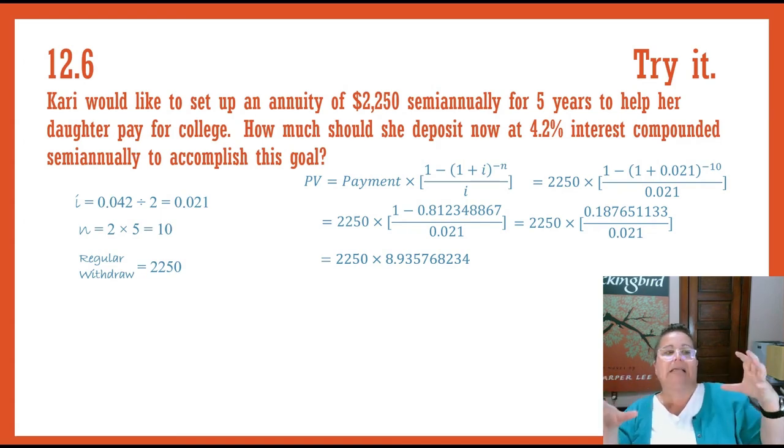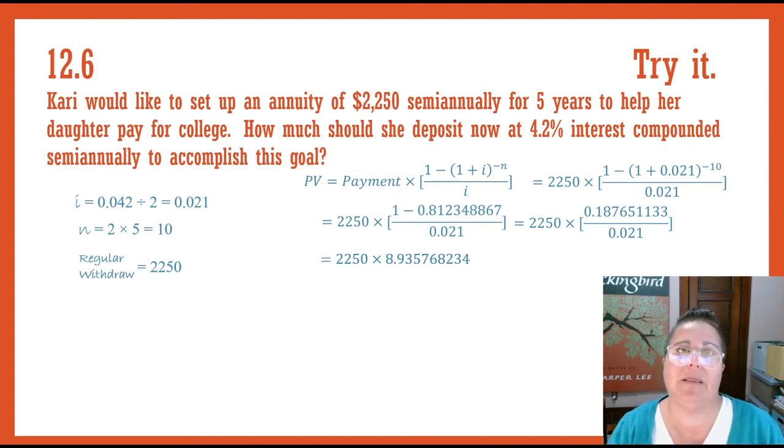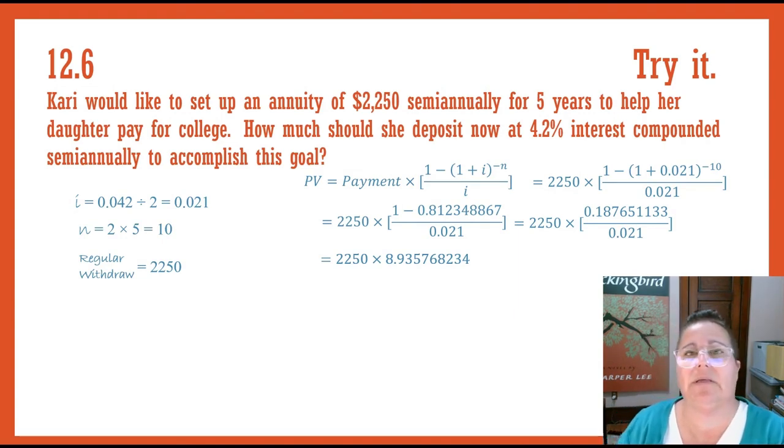That number should be less than the number of compounding periods. Because we're looking at the present value, and the present value should be less than the total amount that Carrie is able to withdraw, I'm looking at multiplying that 2,250 by less than 10. So this at least gives me a clue that I'm in the ballpark. Even if my number is off because of a calculator error, I still am sort of in the ballpark.